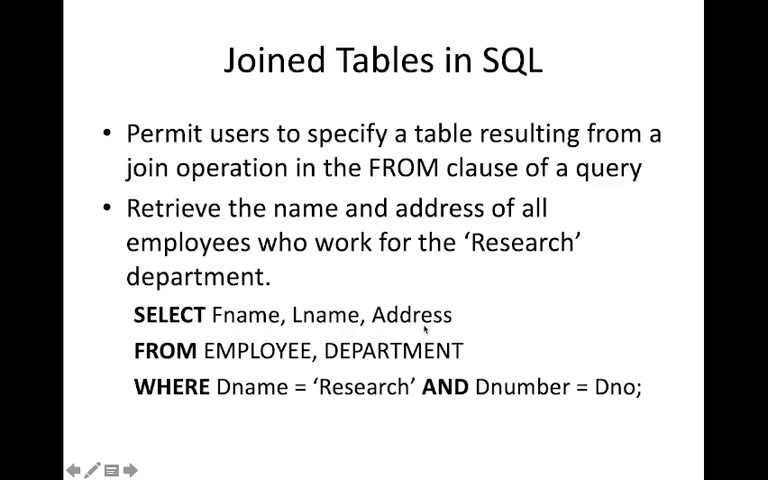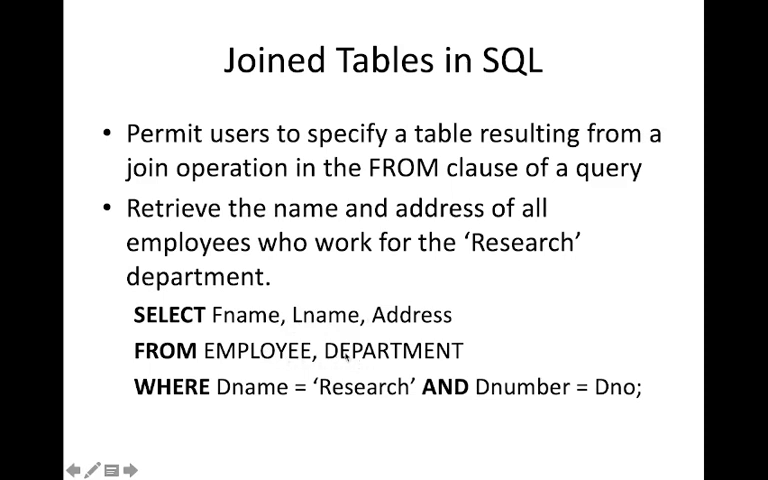Select first name, last name, address from employee, department, where D name equal to research and D number equal to D number. So one D number is for employee and this D number is for department. Whenever these two conditions are satisfied, we list that first name, last name, and address. Now this is actually a join of these two tables.